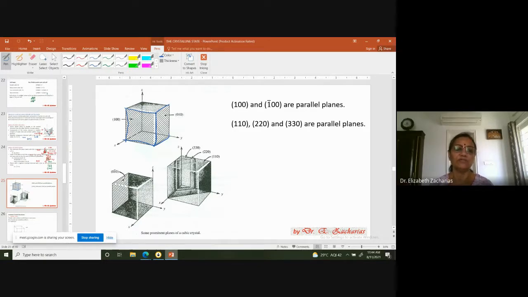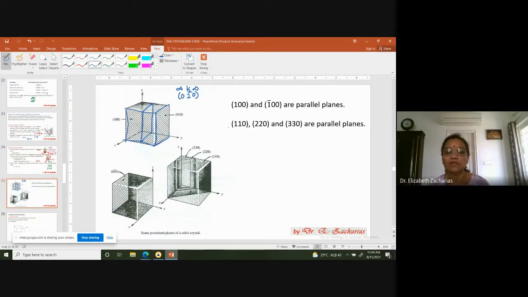Let me now ask you one question. What would be the index of a plane like this? Parallel to 0, 1, 0, but which is cutting it at half. It is cutting the cube into half. Anyone? 0, 2, 0. It is 0, 2, 0 because the intercept will be infinity, half and infinity. Take the reciprocal, it becomes 0, 2, 0.